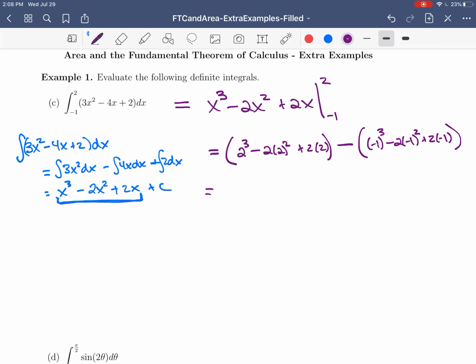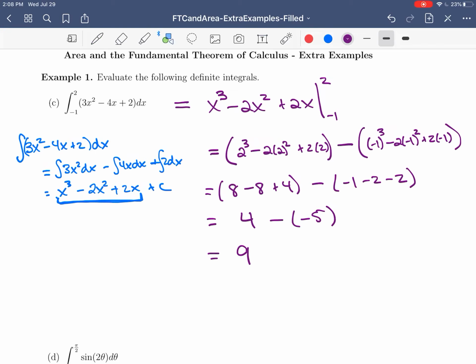That means we want to take this whole thing and plug in 2 everywhere, so 2 cubed minus 2 times 2 squared plus 2 times 2, and then subtract the whole thing with -1 plugged in. So (-1) cubed minus 2 times (-1) squared plus 2 times -1. We could compute these separately, or you can just expand it all out. This is going to be 8 minus 8 plus 4, minus (-1 minus 2 minus 2). So I get 4 minus -5, so that's going to be 4 plus 5. So this definite integral actually equals 9.